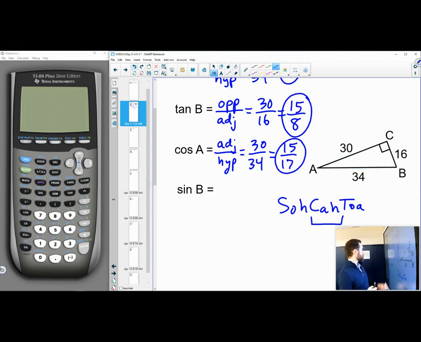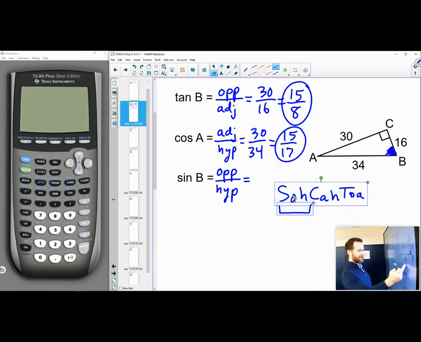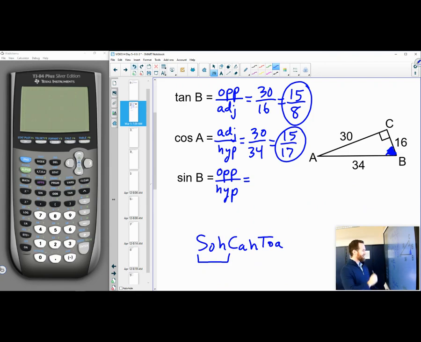Last one to go. Sine of B, which means we're focused on B as our angle, our home base, where we're looking at the triangle from, and it's sine, so we want the first part of SohCahToa. That's what the S stands for. Sine, O is opposite, H is hypotenuse. And let's go through this. I'm going to need some more room, so let's slide this away. Yeah, that's what I wanted. That's better. So B opposite would be 30, and the hypotenuse is 34. So we get 30 over 34, and that's 15 over 17.